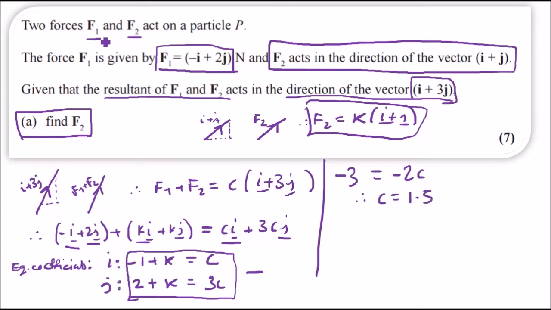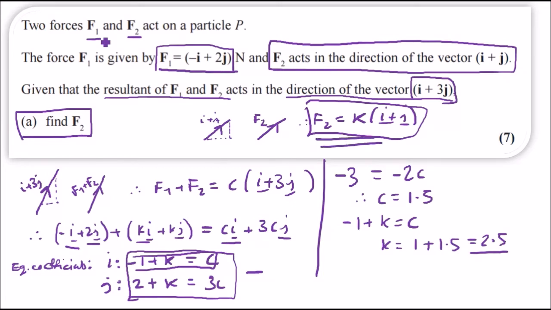And then picking one equation, I'll pick the one up here with minus 1 plus k. So using minus 1 plus k equals c, replacing c here and adding 1, we're going to have k equals 1 plus c, i.e. 1 plus 1.5 will give us 2.5. Not bad, is it? So therefore, going back to the top, F2 equals ki plus kj, hence F2 equals 2.5i plus 2.5j.